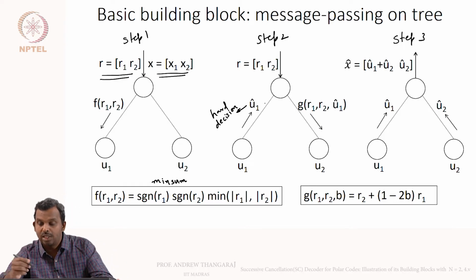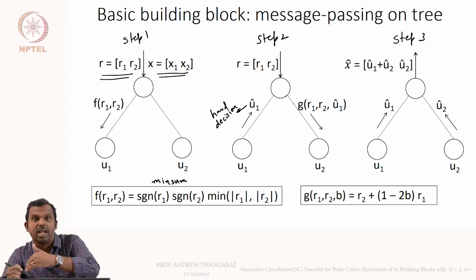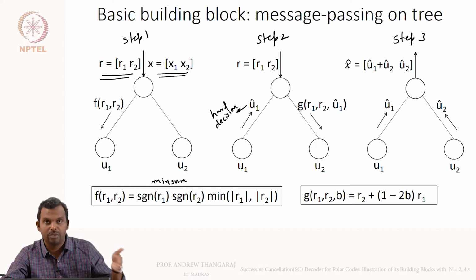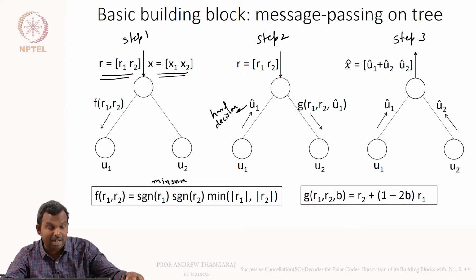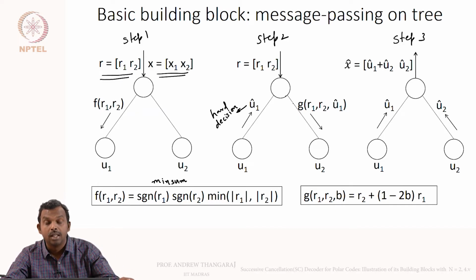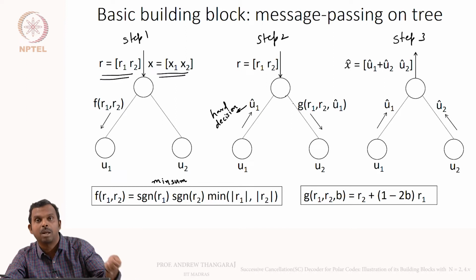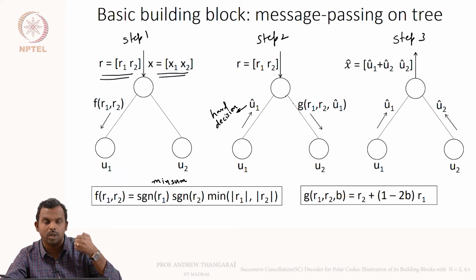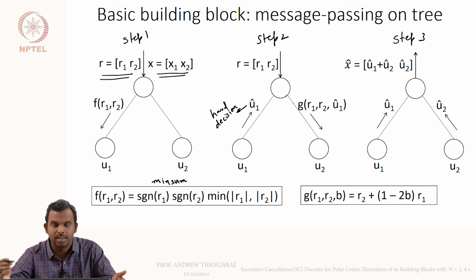Now once you have u1 hat, what goes in the next step? After you have u1 hat, from the root node you will send a message to the right child. In the first step, you sent a message to the left child, and then you waited for the decision to come back from the child. Once you get that decision, you send a message to the child on the right.